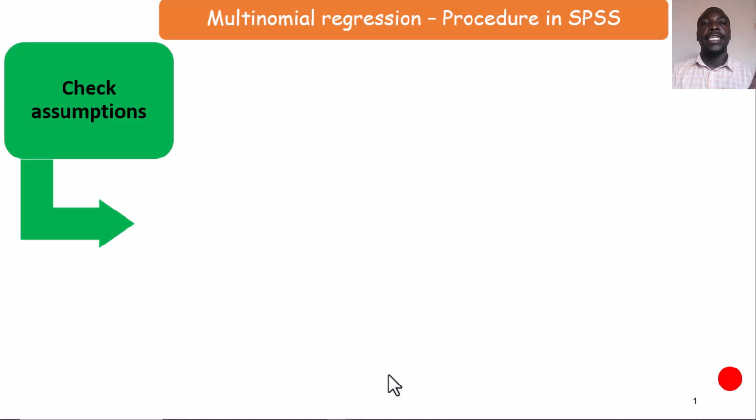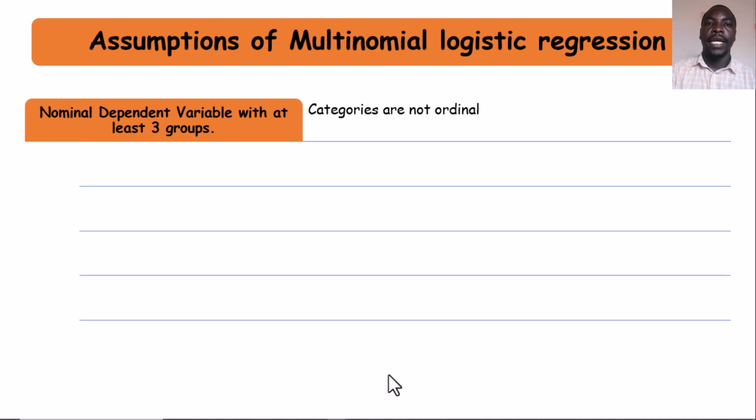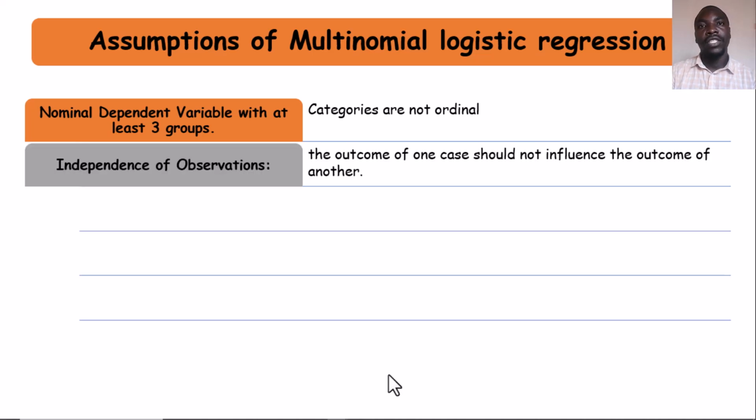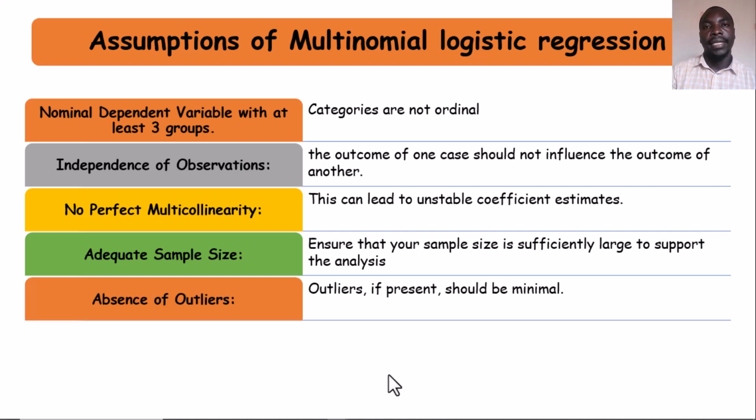As usual, we start by checking for assumptions, building our model, and then we do a final check on our model. For the assumptions, I've already told you the outcome should be categorical with at least 3 categories which are not ordinal. For independence of observations, we wouldn't expect repeated measurements about participants. There should be no collinearity. You should have adequate sample size. You shouldn't have outliers. We have previously checked for these assumptions in our previous episodes on binary logistic regression, where we checked each of these in depth. If you've not watched those episodes, I highly recommend that you go and watch them to have a better understanding of how to assess these assumptions. You can click on the link on top of your screen to check those videos.